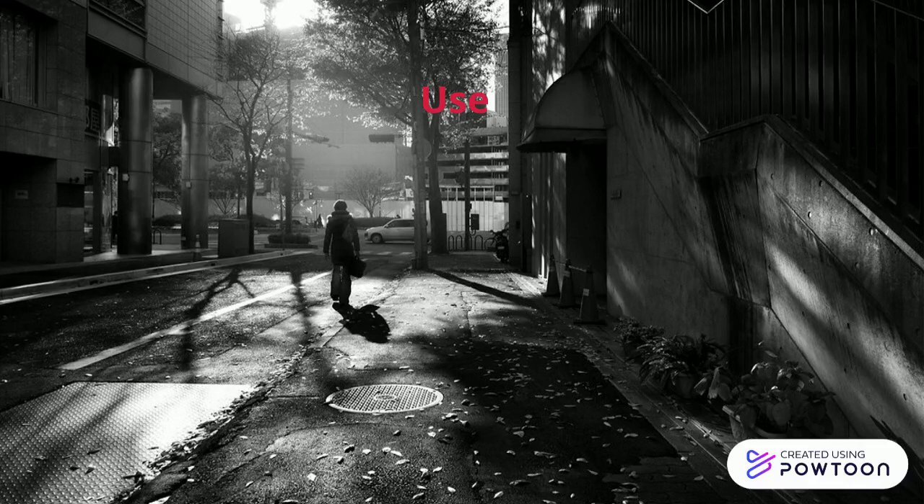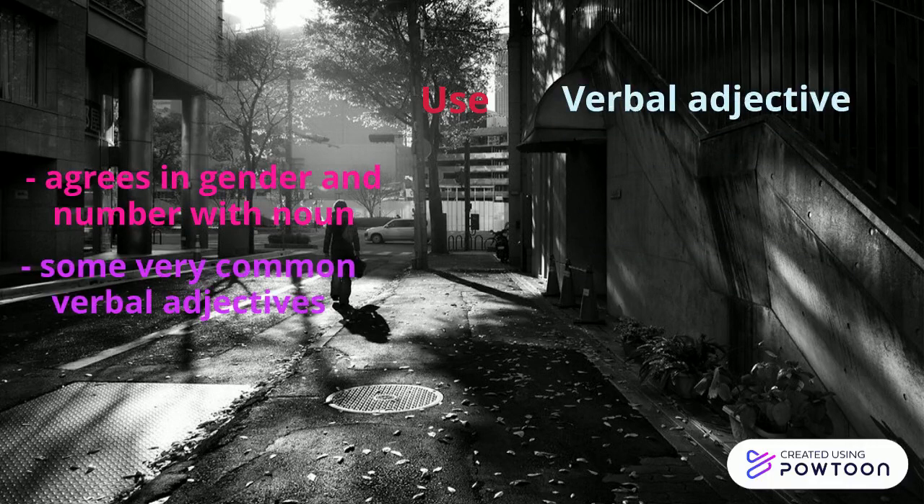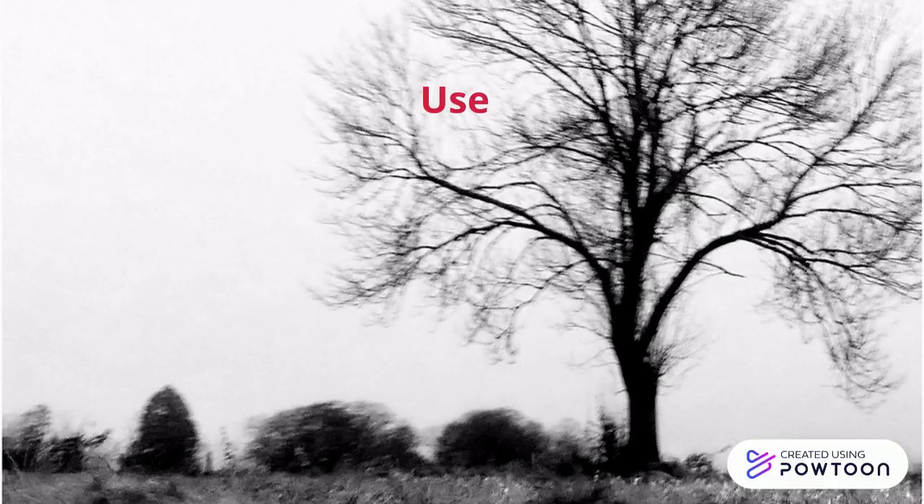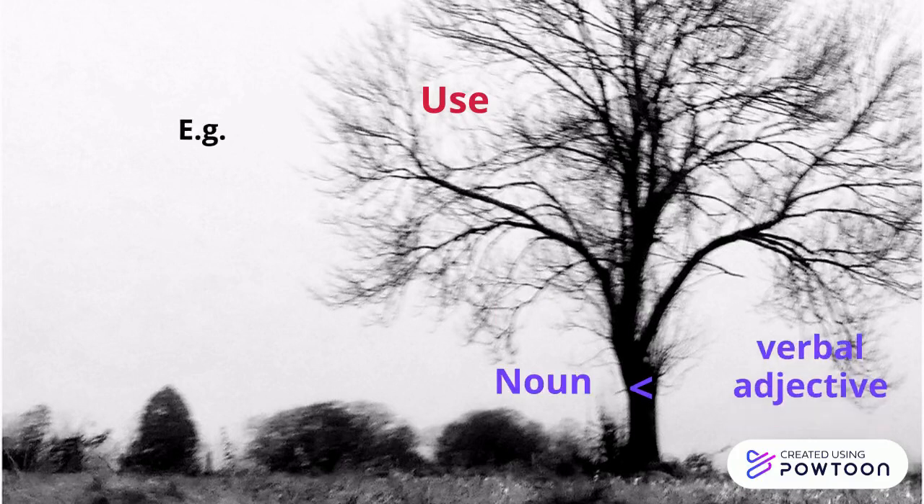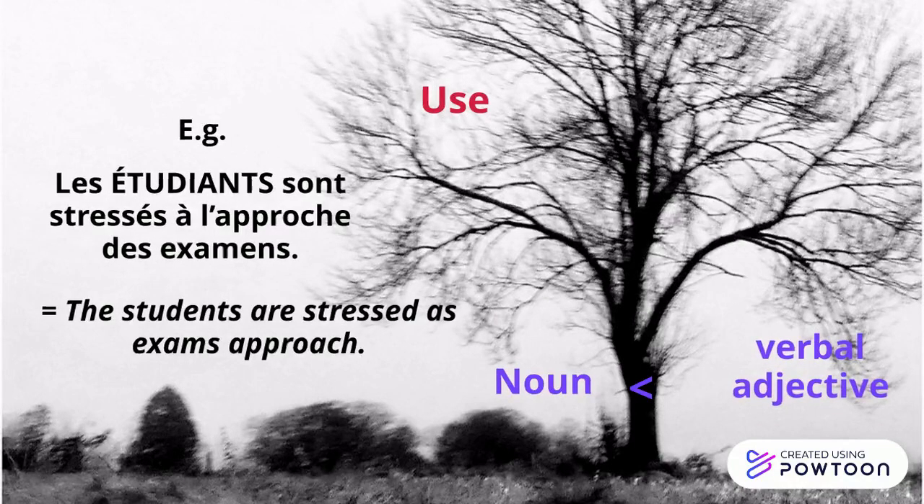Finally, the present participle can be used as a verbal adjective. Like any adjective, it agrees in gender and number with the noun to which it refers. Sometimes verbal adjectives are so common that we forget that they derive from a verb. For example, c'est une théorie intéressante. It is an interesting theory. A noun can derive from a verbal adjective. For instance, les étudiants sont stressés à l'approche des examens. The students are stressed as exams approach.